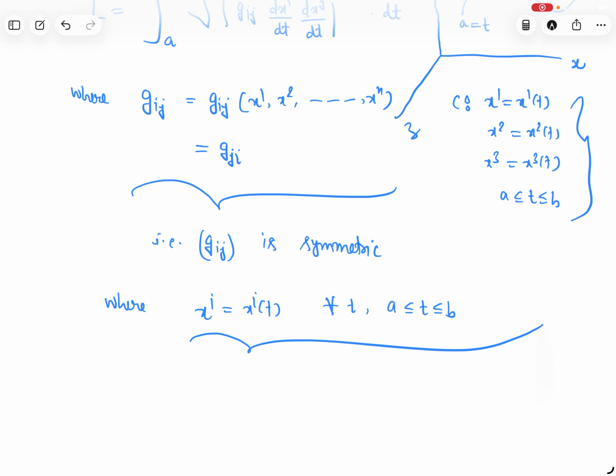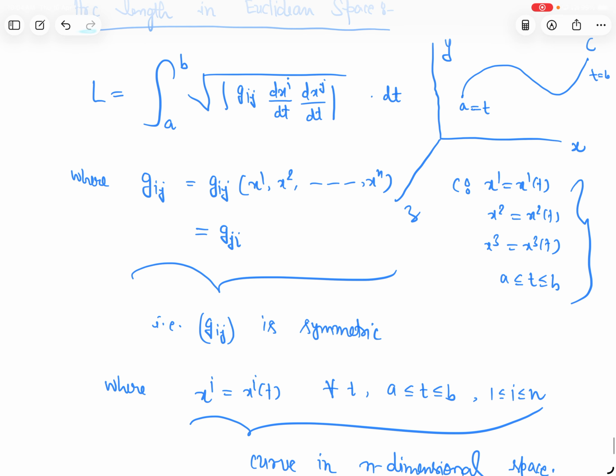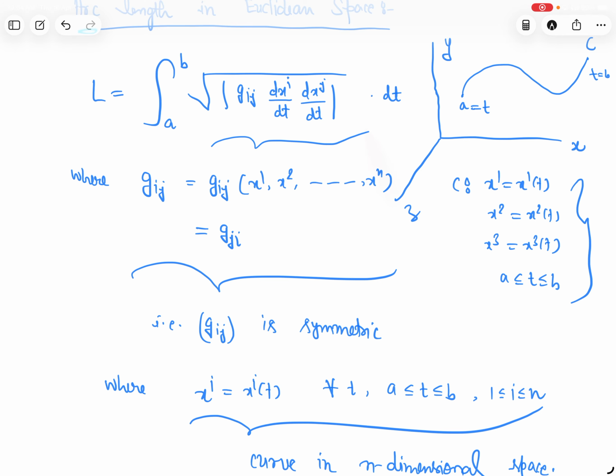Where xi is equal to xi(t) for all t going from A to B. This is a curve in n-dimensional space. And i goes from 1 to n. In a three-dimensional curve there will be three components. In n dimensions it will be n, and this is what? This is the Einstein summation convention, since it is written here.